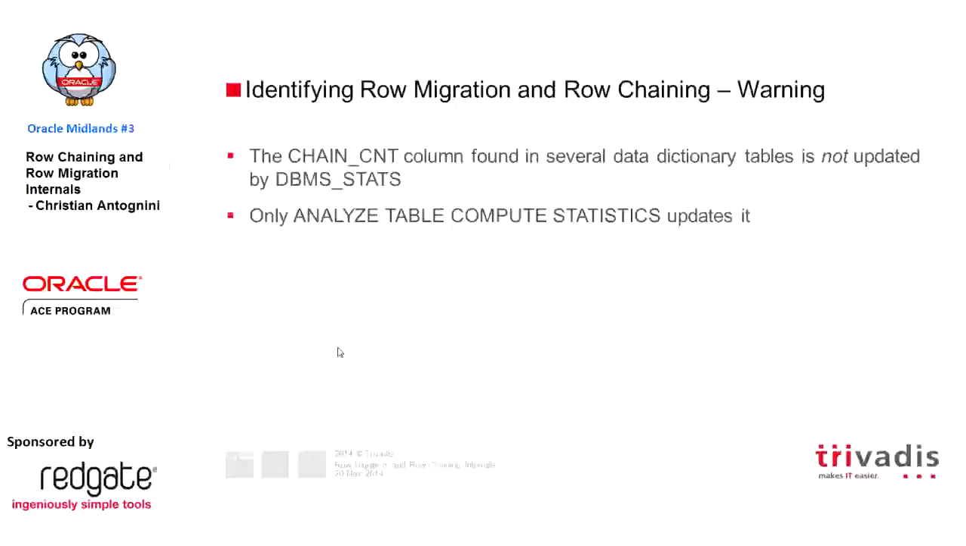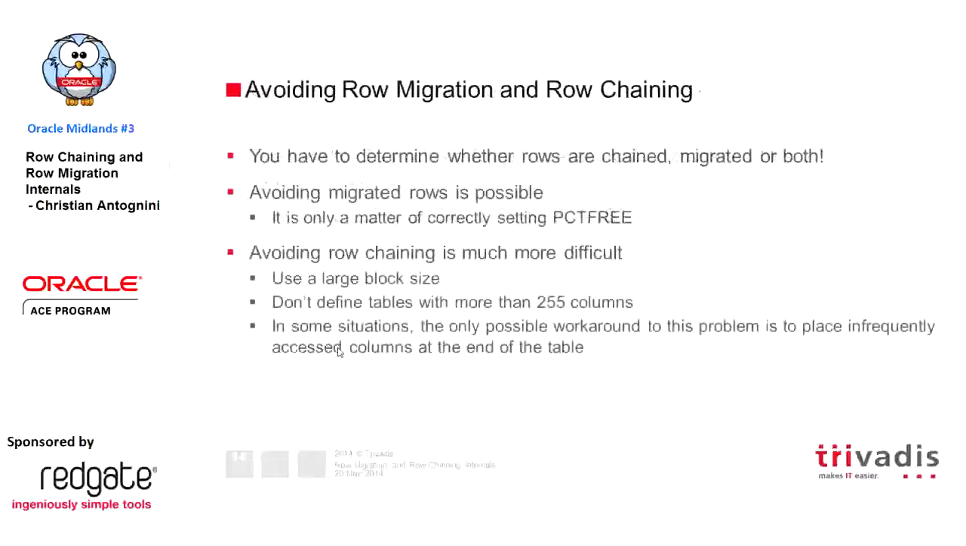So now that we have seen that it's really not easy to identify a problem caused by row migration and row chaining, let's have a look at what we can do to avoid or solve a problem based on this kind of situation. First of all, as I already told you before, you have to understand whether you have chained rows, migrated rows, or both. Because if you don't know it, you cannot solve the problem.